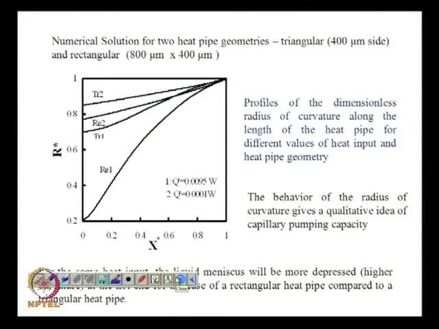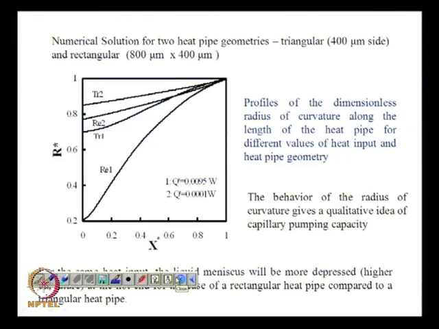Now, how much capillary suction a channel can provide would depend on, among various other things, the apex angle. The smaller the apex angle, you would see that the meniscus will have a greater chance to go deeper into the channel, while still remaining a liquid coverage at that point.